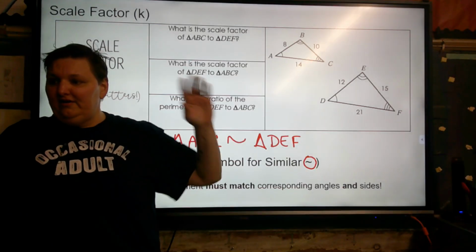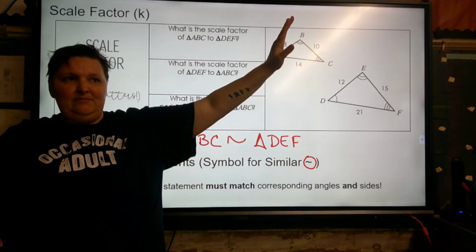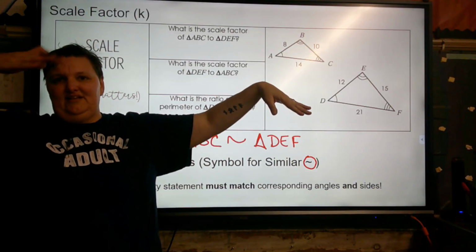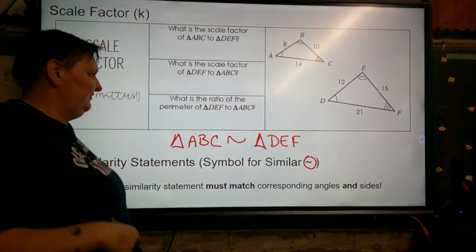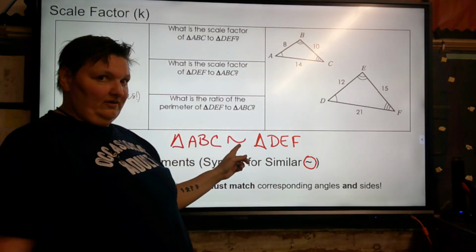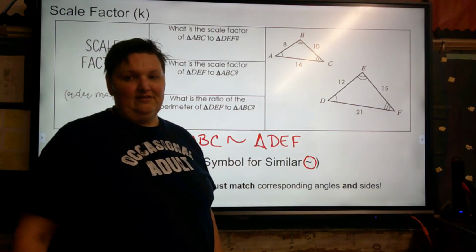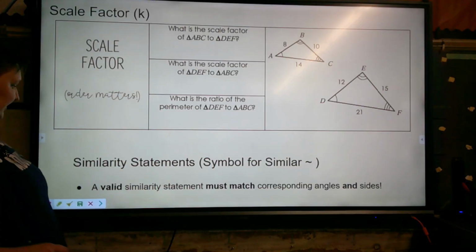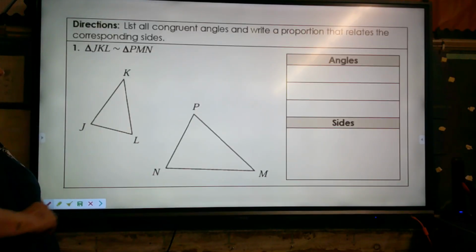On the keyboard, it's all the way on the left-hand side below the escape button. It has like a wavy line on top. But that's how you would write it. Triangle ABC is similar to triangle DEF. All right, and then let's figure out how to use it.